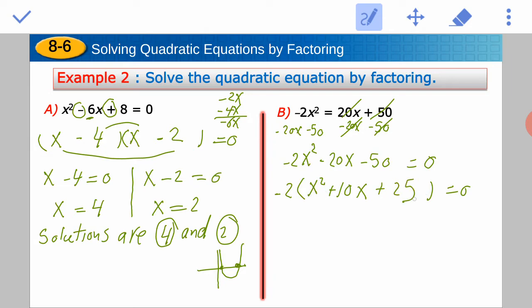Guys, this trinomial is a perfect square trinomial, but if you don't know how to identify whether it's a perfect square or not, you can factor normally. So you keep the negative 2 outside and you draw the product of the two binomials. If the last sign is positive, the two signs are going to be the same as the middle one. X squared is going to be x times x, and 25 factors as 5 times 5. If you try the outer and the inner, they give us 10x. So factoring is great.